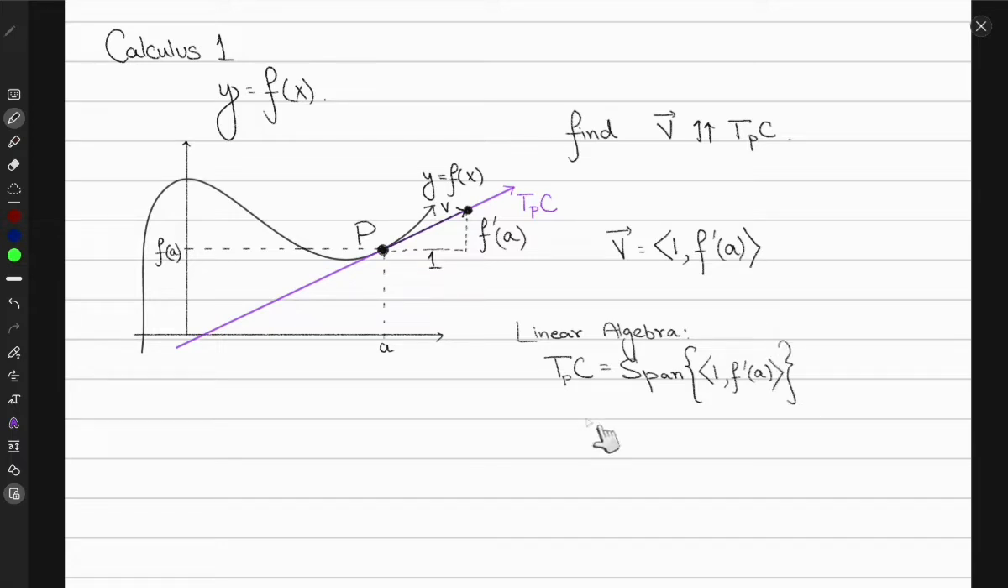This span is equal to, by using the definition of span, <c, c f prime of a>, such that this c is a number that belongs to the real space, right? This space R2.